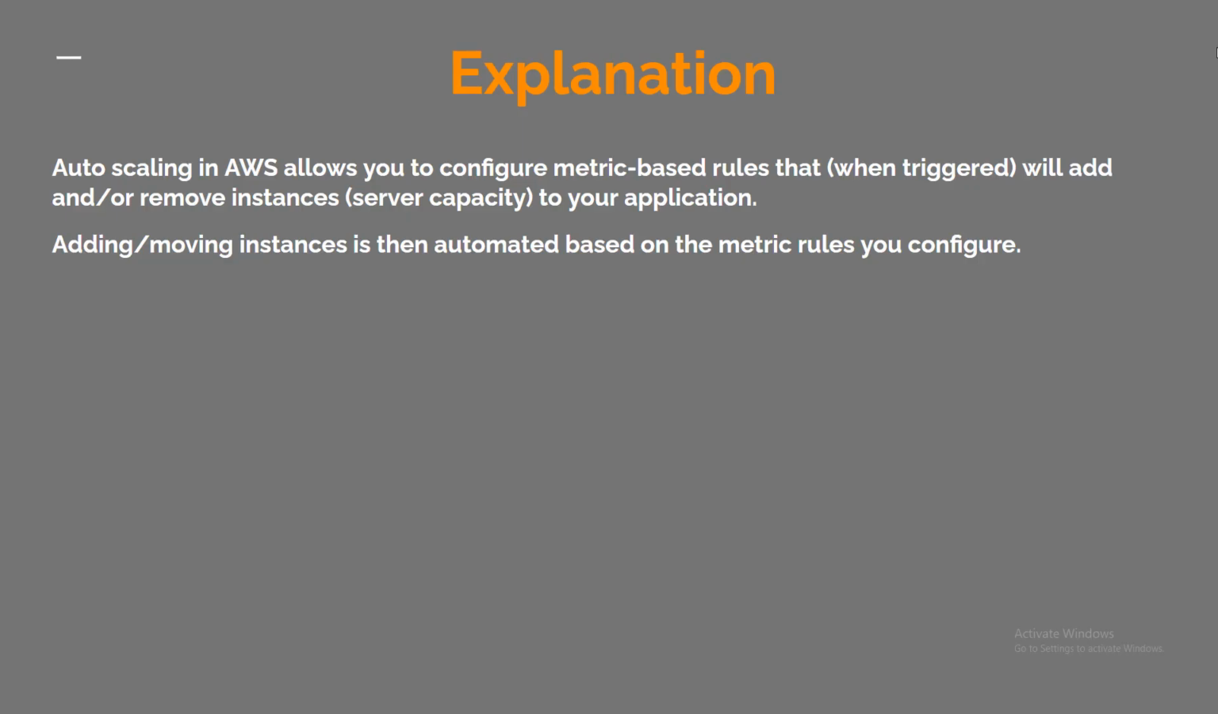Explanation. Auto-scaling in AWS allows you to configure metric-based rules that, when triggered, will add or remove instances, server capacity, to your application. Adding and removing instances is then automated based on the metric rules you configure.